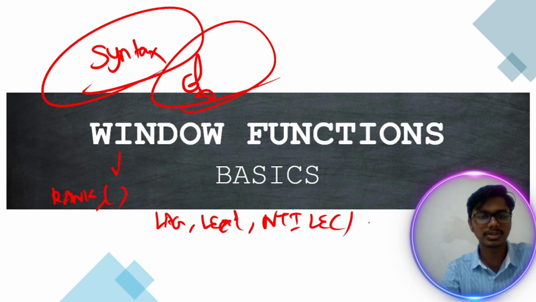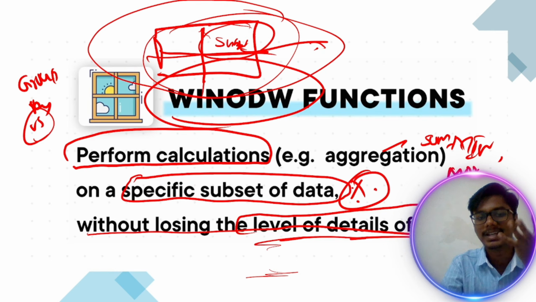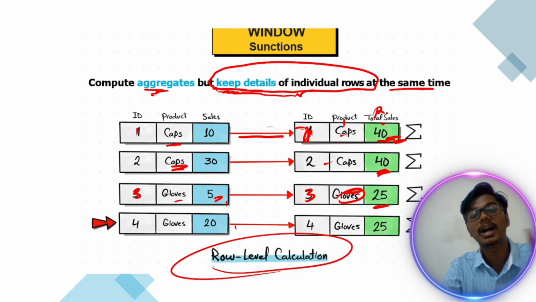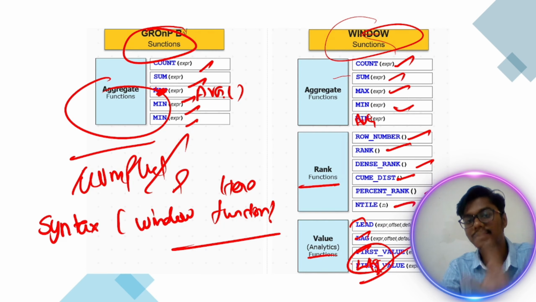We saw the syntax of the Windows function, and we discussed what a Windows function means, guys. Let me know in the comments below. It performs calculations on a specific subset of data. We discussed the GROUP BY, we discussed the Windows function, and we discussed the differences between the GROUP BY and the Windows function.